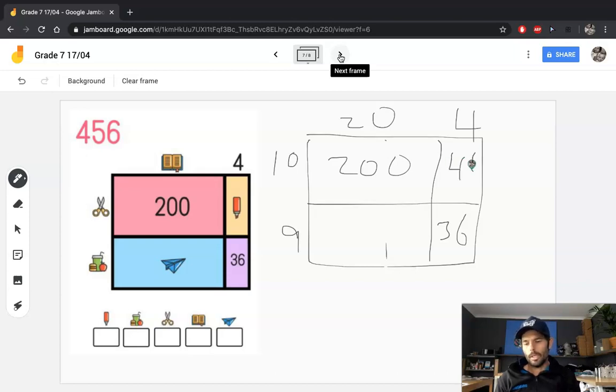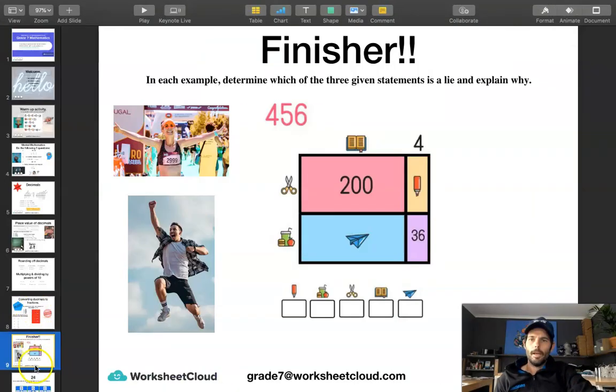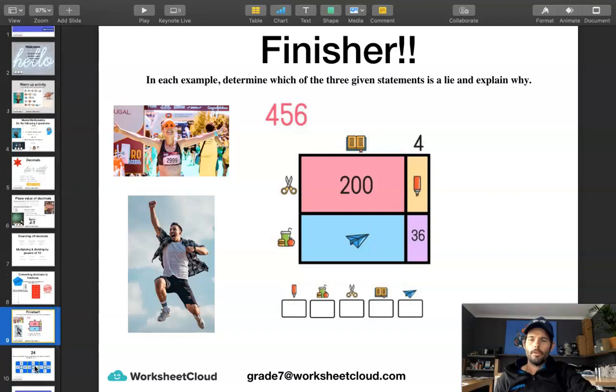10 times 4 is 40, and then 9 times 20 is 180. Then if I add these together, I get 380. And if I add these two together, I get 76. And those two added together gives me 456. So what is my sum? My sum is the 10 and the 9 is 19 multiplied by the 20 and the 4. And that gives me 456. Okay, well done, guys, if you've stuck with that and managed to work that out.